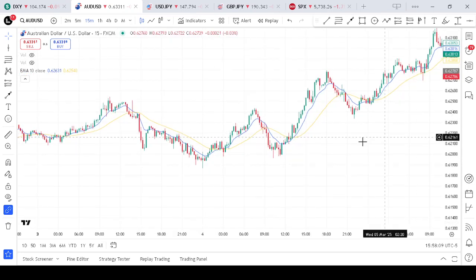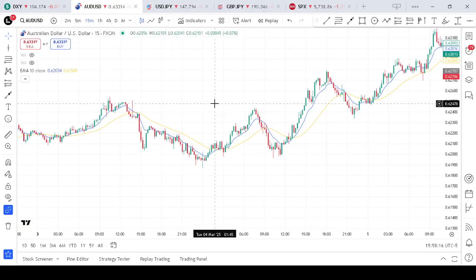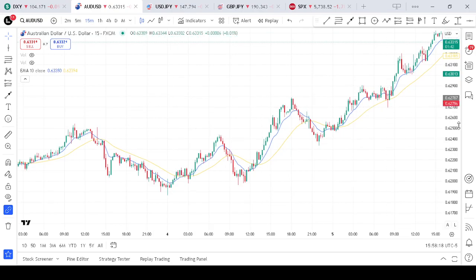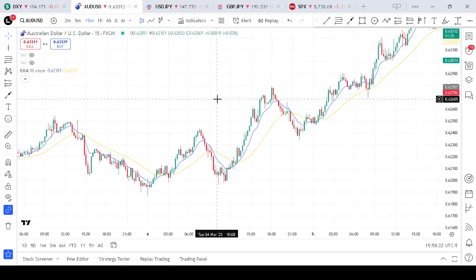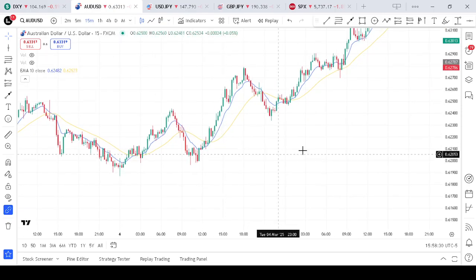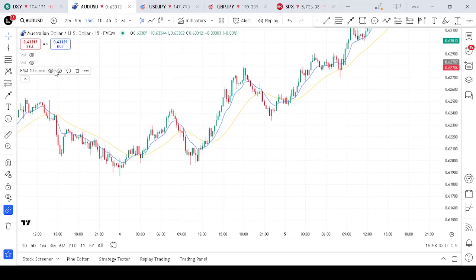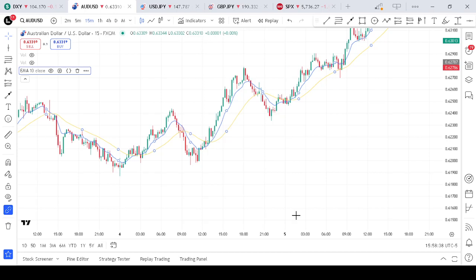All right, let's see what the strategy is all about. The moving average crossover strategy is a simple yet effective method for identifying potential buy and sell signals in the market. This strategy involves using two exponential moving averages with different periods to spot changes in trend. For this example, we'll be making use of the 10 period EMA and the 20 period EMA. This is what we are going to be making use of.